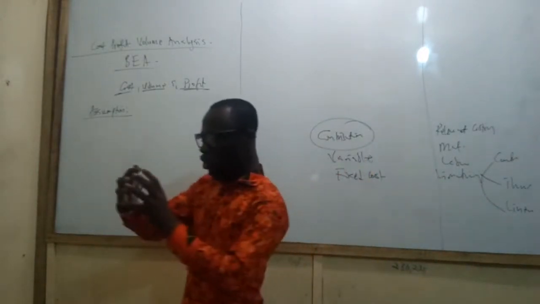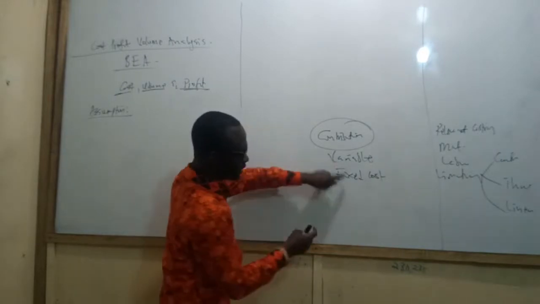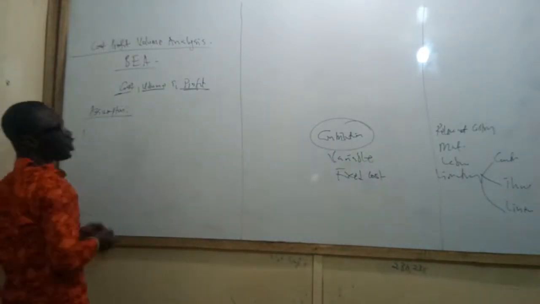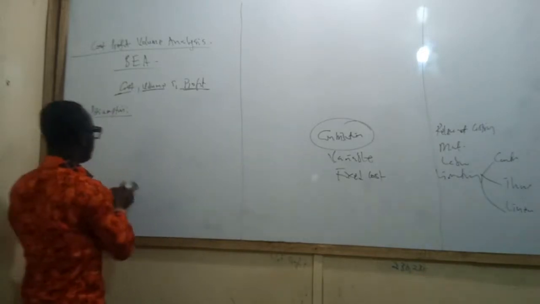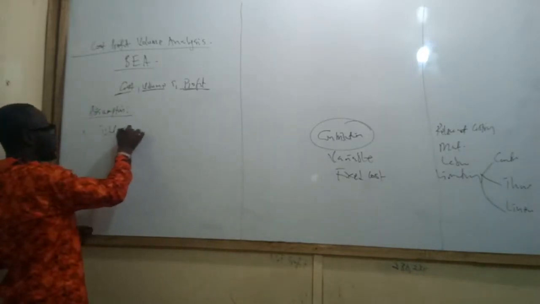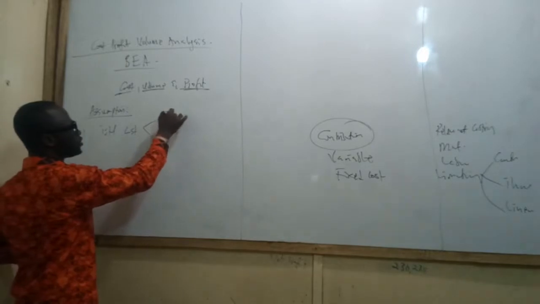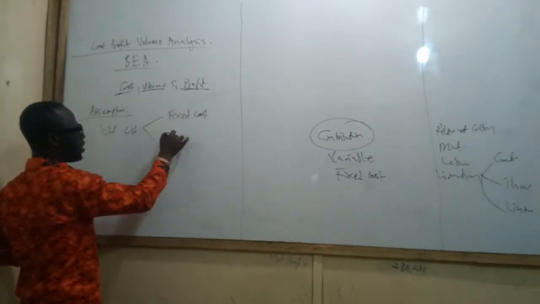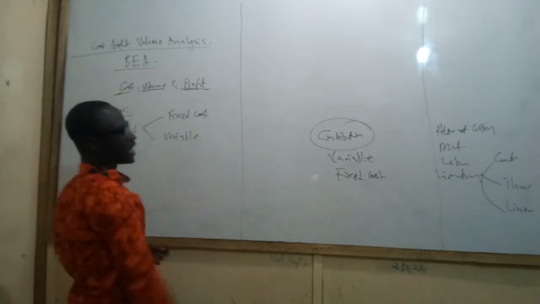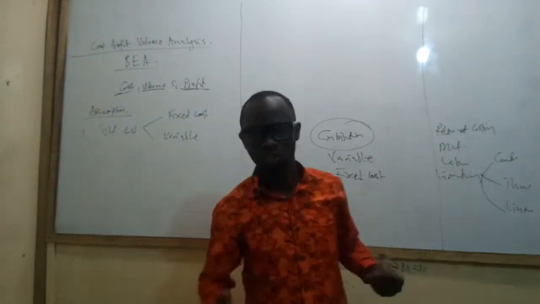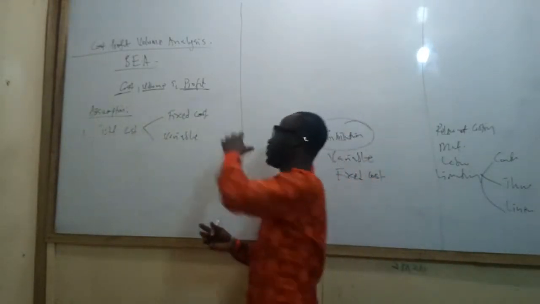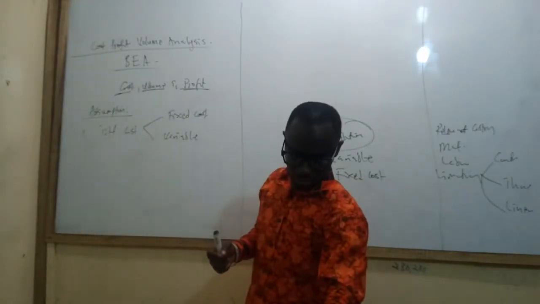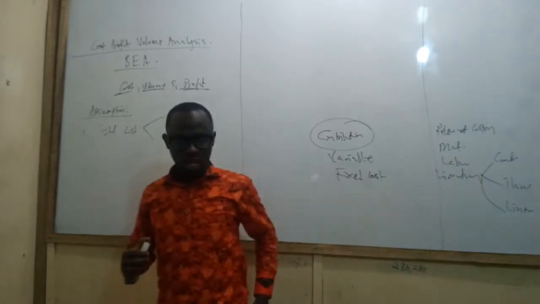One, I've already said it. Total cost is divided into its components of fixed and variable. So total cost is divided into fixed cost and variable cost. That is the first assumption. We're going to be assuming that we have fixed cost and variable cost in the total cost.